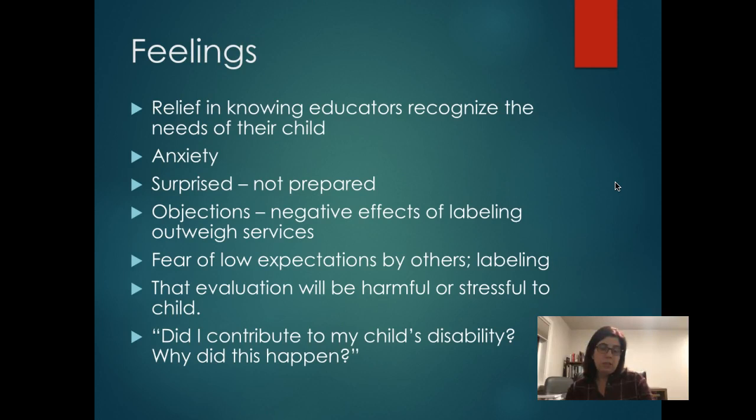Some may have objections. Negative effects of labeling might outweigh services, for instance. Some parents may just not want to know. There could be a fear of low expectations by others. So thinking that, well, gosh, if my child is labeled with a disability, are the teachers really going to have lower expectations of them? And the concern with that labeling. And that evaluation will be harmful or stressful to their child, particularly if they're younger. And wondering, did I contribute to my child's disability? Why did this happen? And why did I not know sooner?